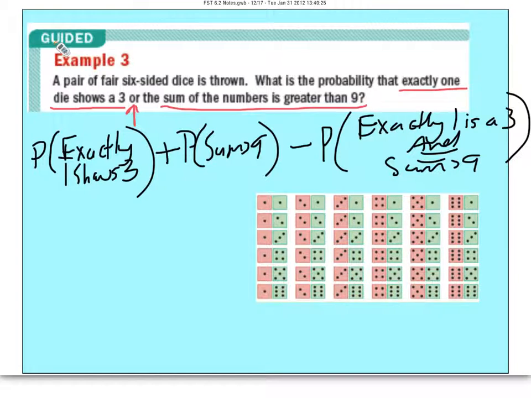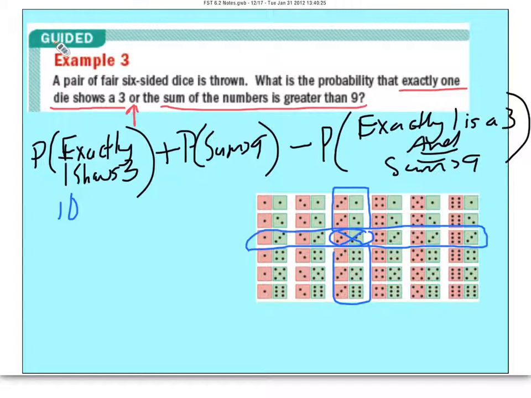Now if I just do it on the sample space here that I see, it will pop off the page and I'll see if I double counted. So exactly 1 shows a 3. In that case, if I look at those, we are going to have all of those, and we're going to have all of these, except in this one I have to be careful. This guy here is not included. So if you count how many there are, there's going to be 10 that show exactly 1 three.